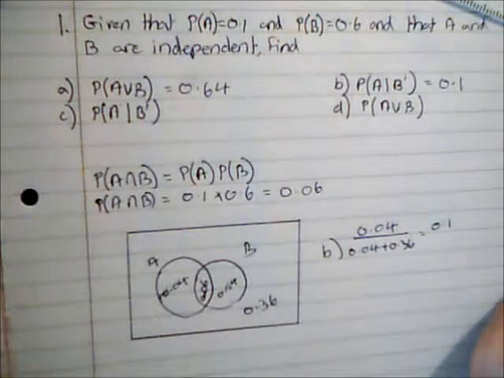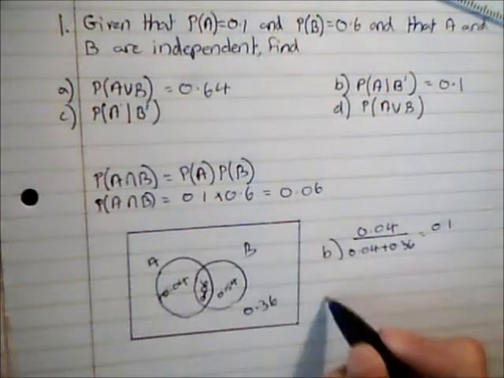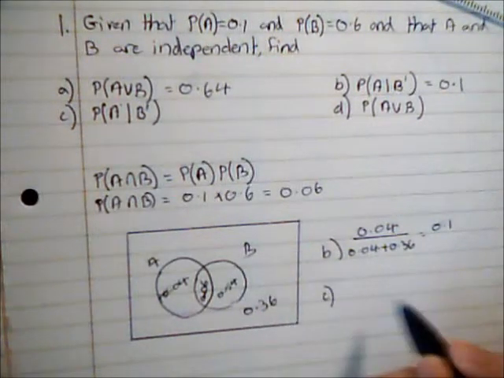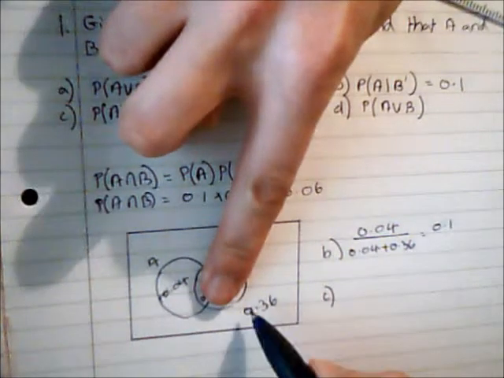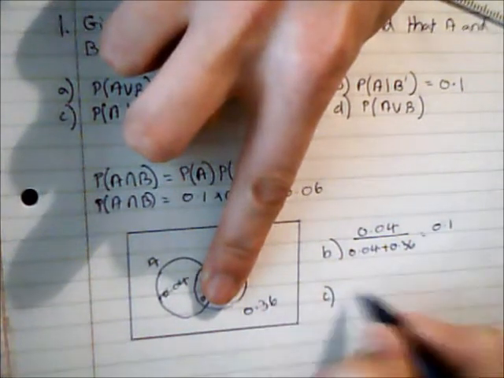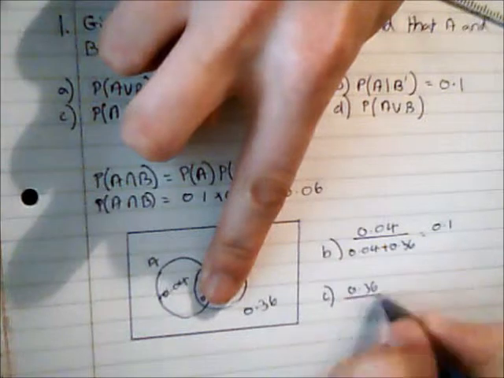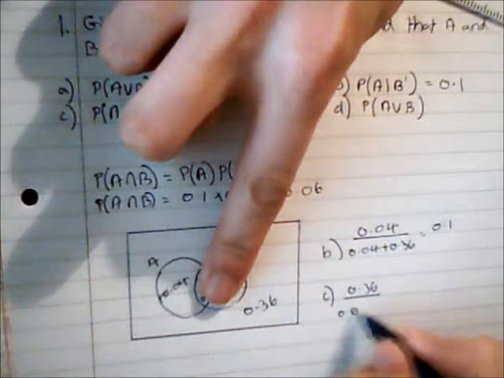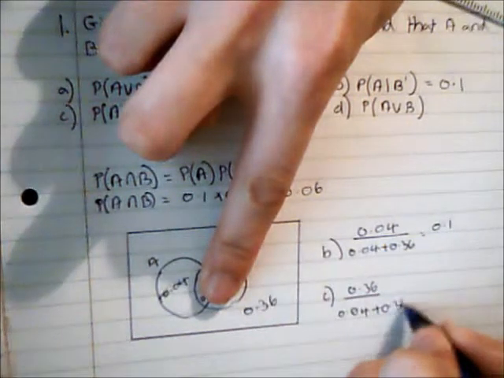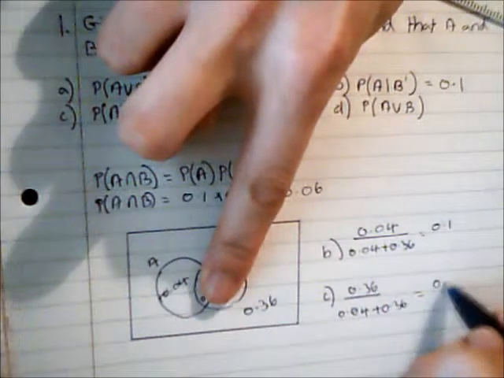So next one, the probability that it's not in A, given that it's not in B. So it's very similar to what we've just done before. So we know it's not in B, so we cover that up, but this time we want to know it's not in A. So this is going to be 0.36 over 0.04 add 0.36, and that's 0.9.